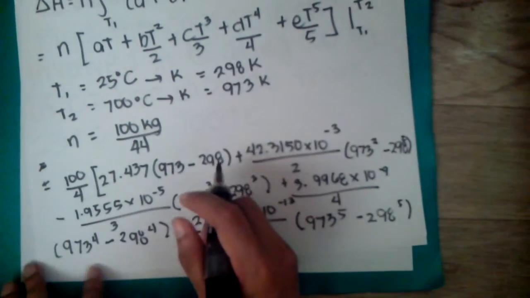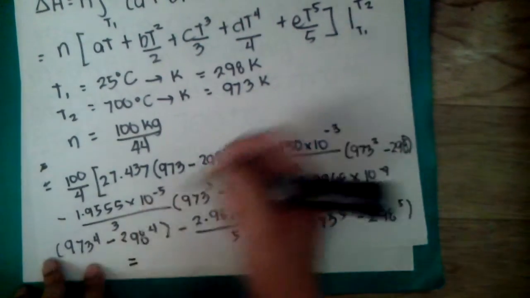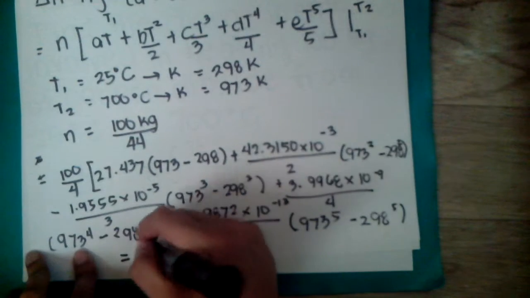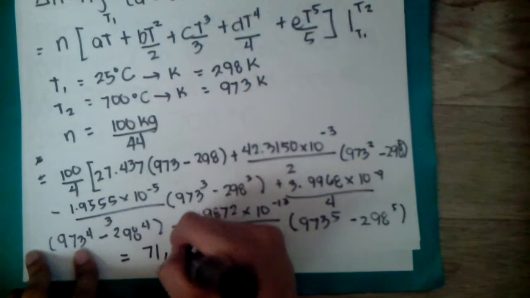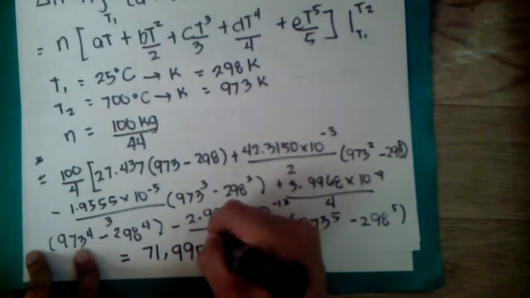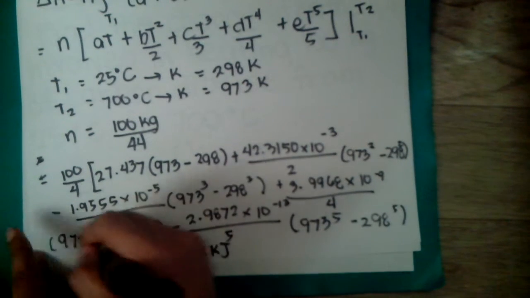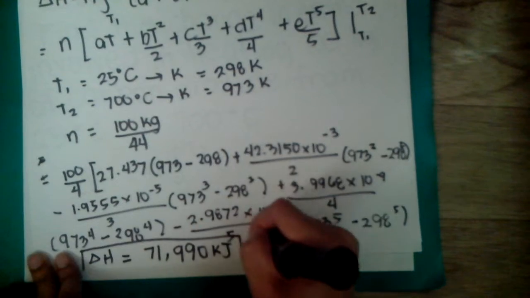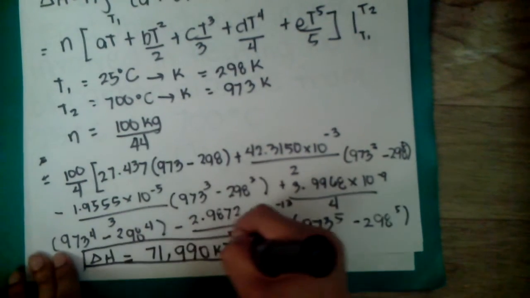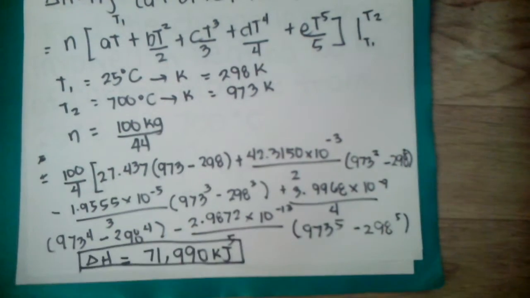And our final answer would be 71,990 kilojoules. That's our change in enthalpy. And that's it.